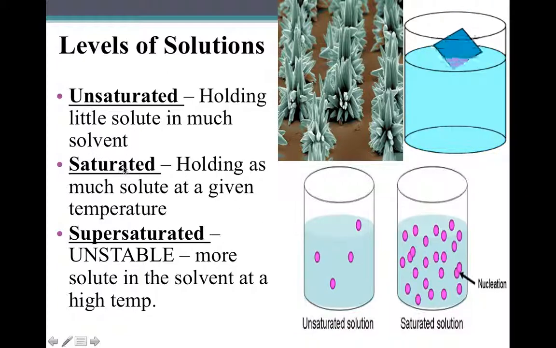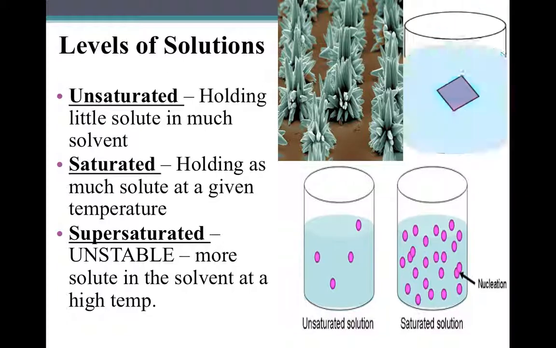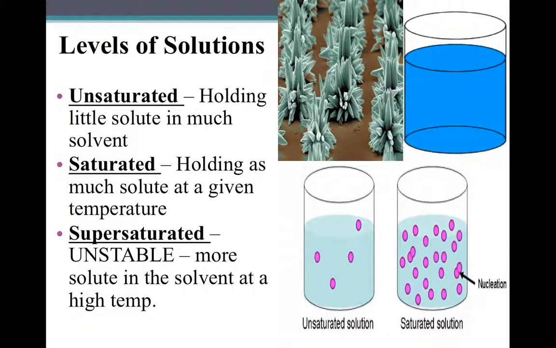Okay, now saturated. Like we've had a lot of rain. Thank goodness the sun is shining and we don't have as much rain. But when it was raining and raining and raining, you'd go out on the grass or walking around and the ground was squish, squish, squish as you're walking on it. That means that the ground was saturated. That means it's holding as much water as it can in that soil. So it's holding as much solute as it can at a given temperature.